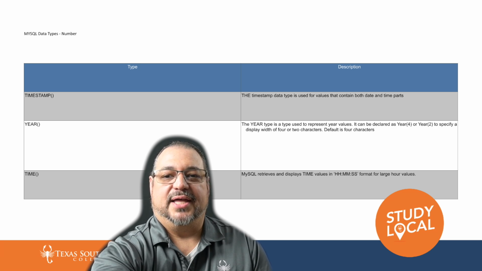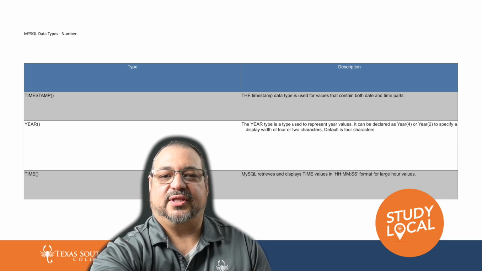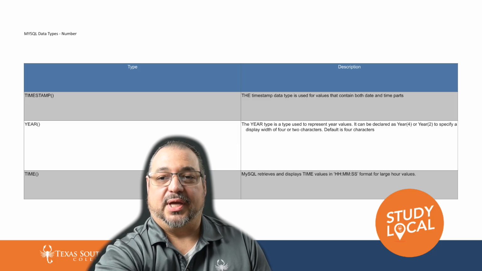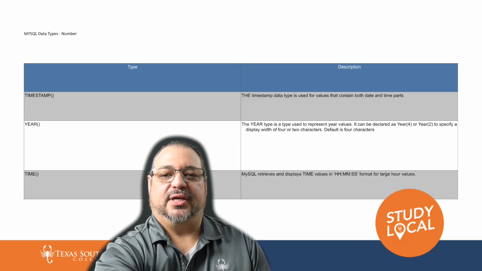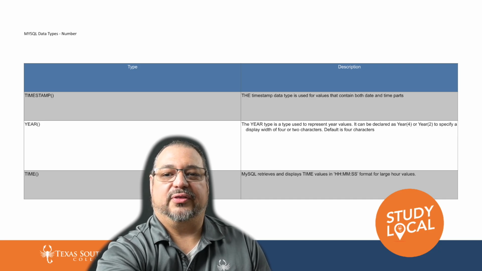Fixed point types. The decimal and numeric types store exact numeric data values. These types are used when it is important to preserve exact precision, for example, with monetary data. In MySQL, numeric is implemented as decimal. Date. The date type is used for values with a date part, but no time part. MySQL retrieves and displays date values in year, month, day, hours, minutes, seconds format.